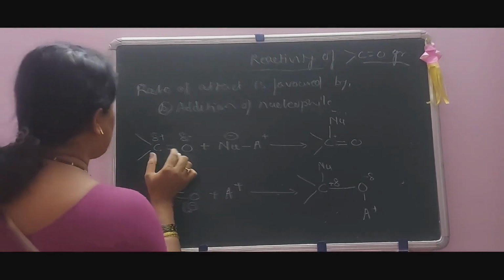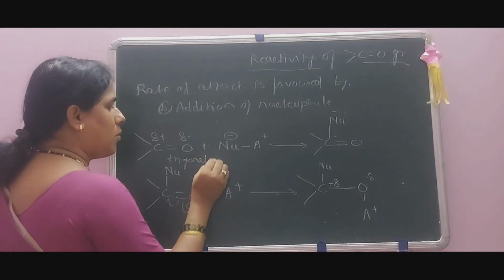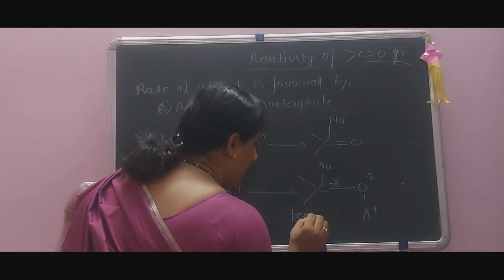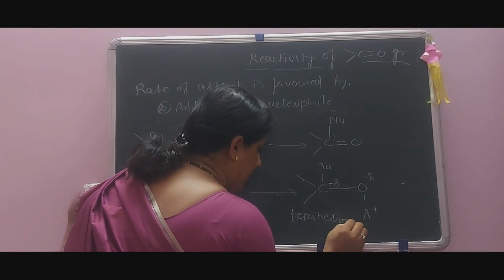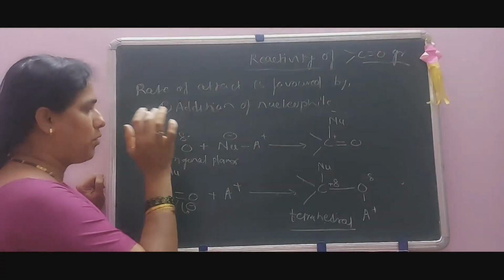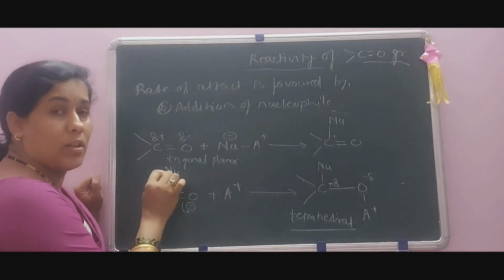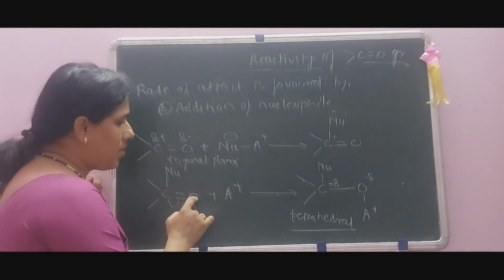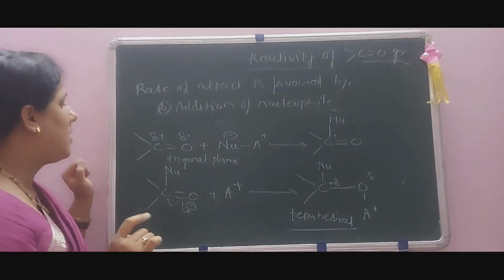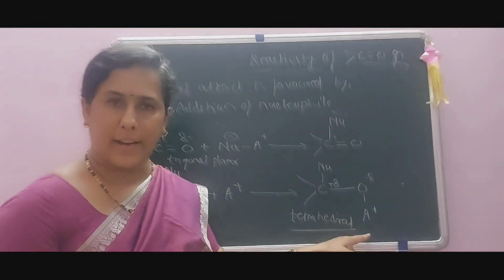Now, the original geometry of this carbonyl group is trigonal planar, and this geometry becomes tetrahedral. Thus, this is the effect of the addition of a nucleophile. First, the negative part is attached to the carbon atom of the carbonyl group, and second, the positive part of the addendum is attached to the negative part of the carbonyl group, thus changing the geometry from trigonal planar to tetrahedral.